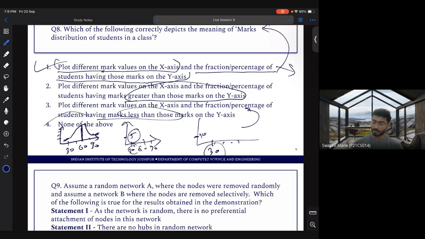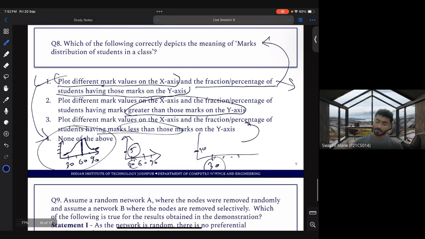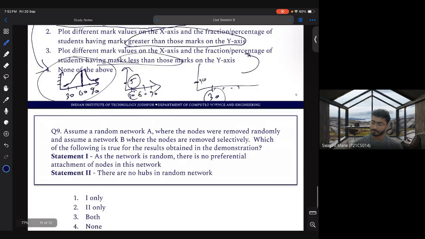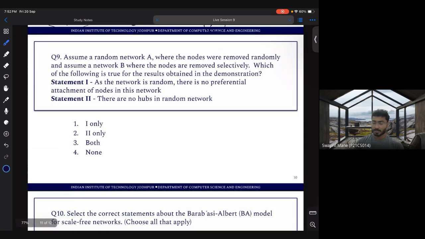So in this way, option 1 is presenting a meaningful plot for the marks distribution of the students. Okay. Yeah, let's move to another question.